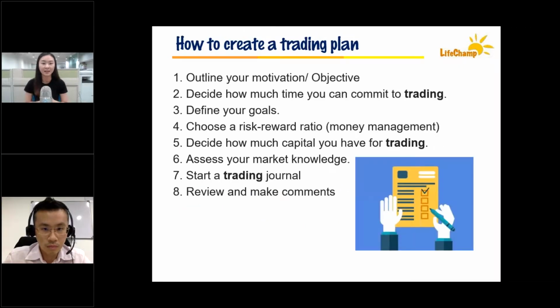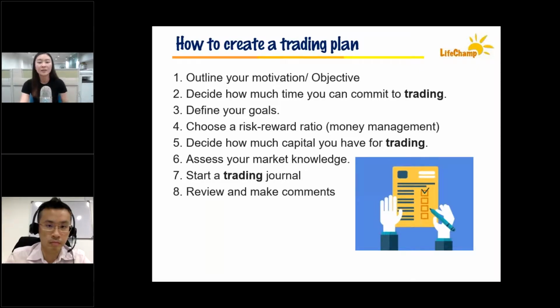So this is a simple example of a way to create your trading plan. First, outline your motivation and objective. What's your motivation to go into trading futures? What's your objective for doing trading? Everyone wants to make money also, so maybe that is one of your objectives. You have to be very clear.